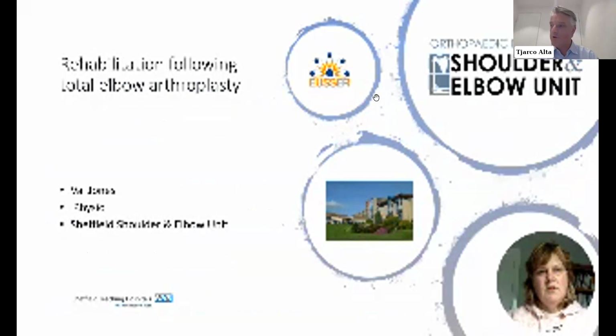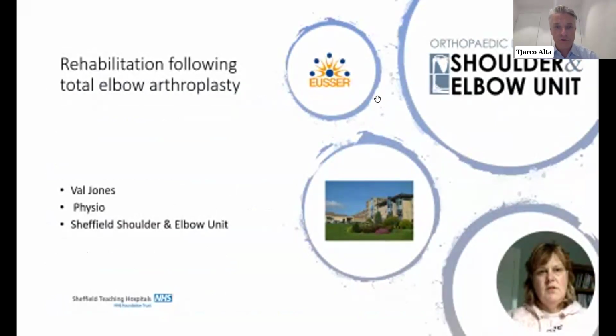As said before, we're surrounded by future presidents of societies and current presidents of societies, because Val Jones is the last speaker of tonight, and she's the current president of EUSSER. And she will tell us all about rehabilitation following total elbow arthroplasty, and she's from the UK. Thank you very much, Val.